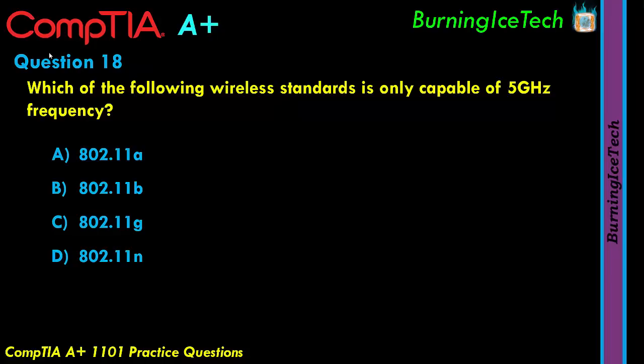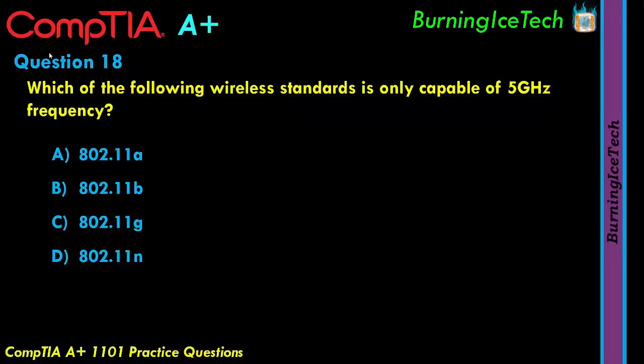AX is so flippin' new. It actually came out during the pandemic. It came out in 2021, mind you. So if you go watch my N Plus videos, you would know that. But for the A Plus exam, you only need to know these 4. So starting at the top with 802.11a, that one is only able to run at 5 gigahertz.